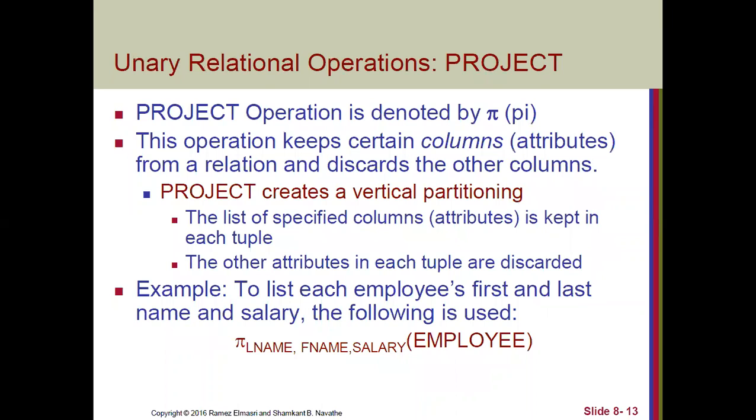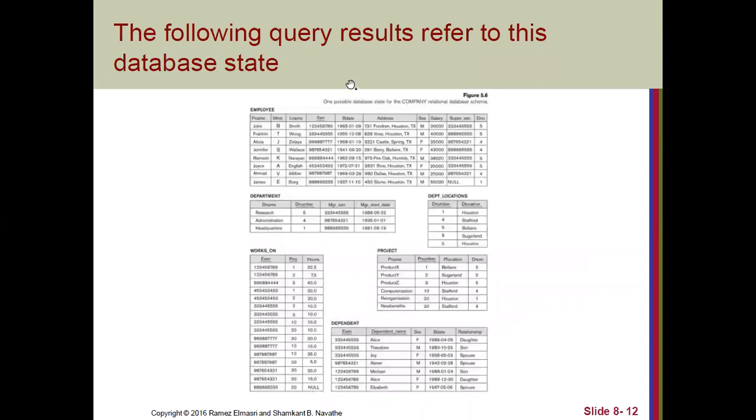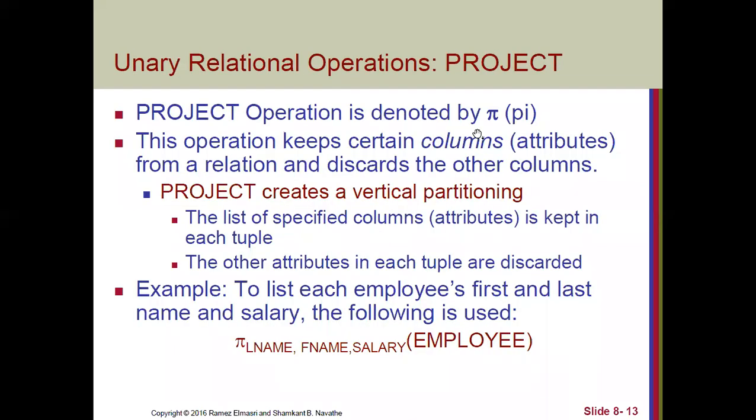So here you can see the example, now the representation of a project. The project operation is denoted by pi. This operation keeps certain column attributes from a relation and discards the other columns. Remember, select is used to qualify a relation in terms of tuples. Here, the project operator, which is pi, is used whenever you want to restrict the table. Let's suppose you are only interested in maybe two or three attributes of the table rather than all the attributes. Let's assume that in the employee relation, you are only interested in the first name and the last name, and you are not interested in the address, the salary and the other attributes. If you want to do this, then you have to use the project operation.